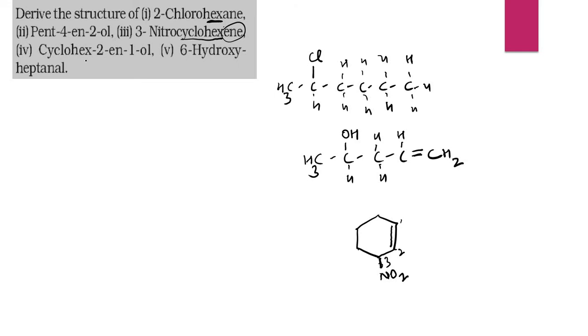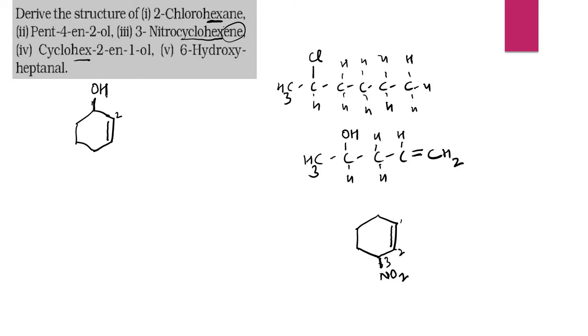Next is cyclohex. Okay, hex first. It's cyclohex, so I'm making a cyclic hex, same thing. Okay, then 2-ene. So I'm taking this as 1, this as 2. You can take any position as 1 and 2. Okay, double bond. Now cyclohex-2-en-1-ol. 1-ol means at 1 position I have OH group. So this will be the structure.